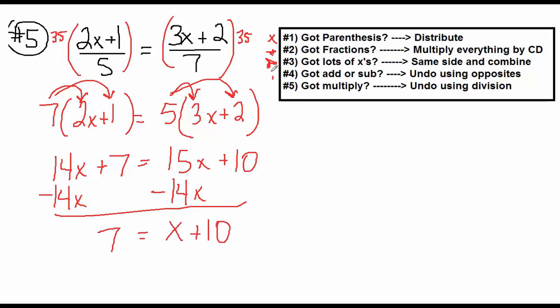Do I got addition and subtraction? You bet. I got this plus 10. So I'm going to minus 10 to both sides. Minus 10. And so my final answer comes out to be x equals negative 3. X equals negative 3. I didn't have to do the last step. There was no multiplication at the end. So x equals negative 3 is our final answer.